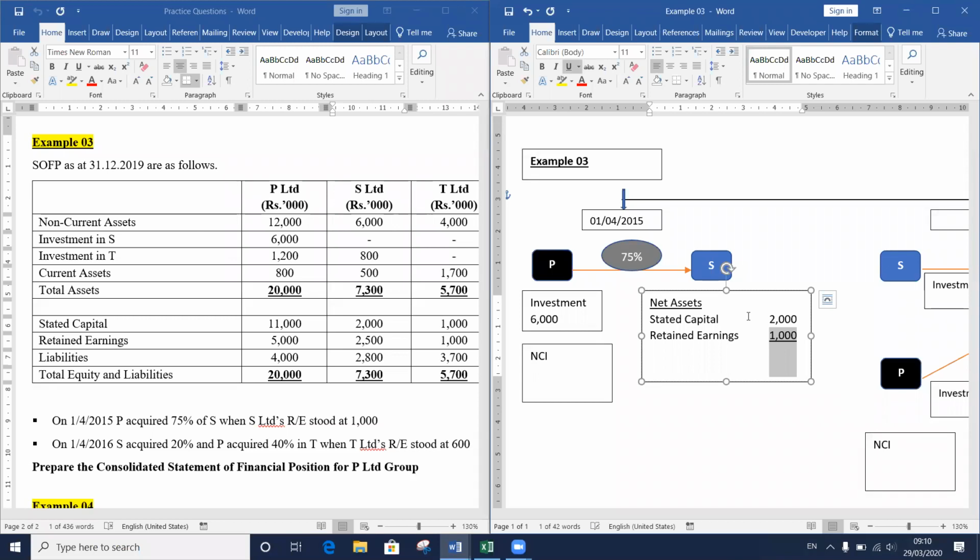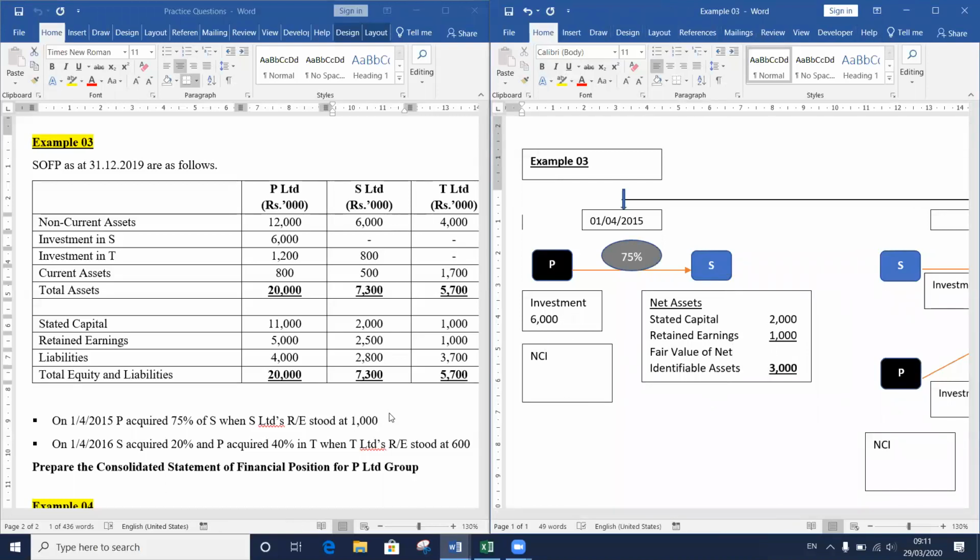So what is the name we have given for the sum of this? 2000 plus 1000, fair value of net identifiable assets. The amount is 3000. Right? Okay. That is from the first acquisition details, right? NCI again we need to find, we will find it later, right?